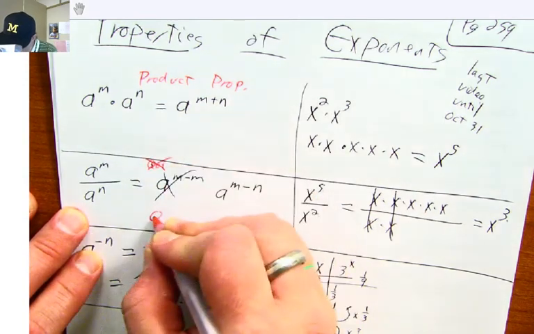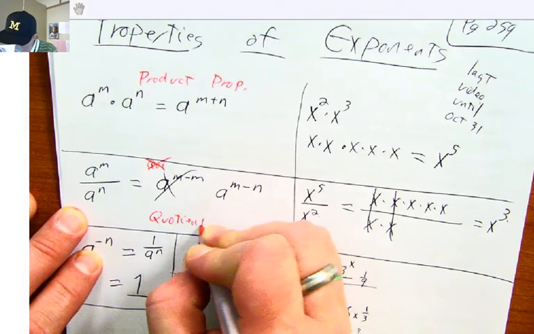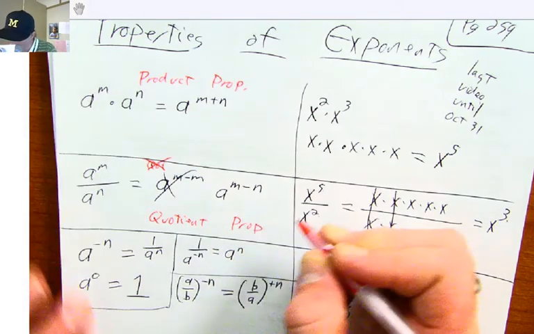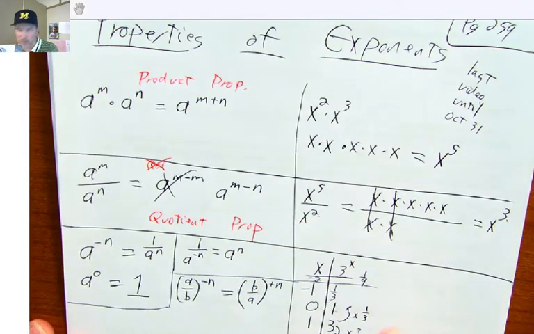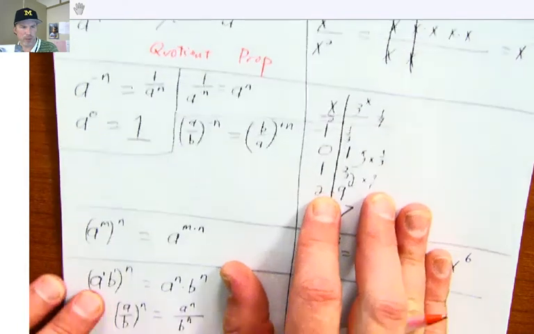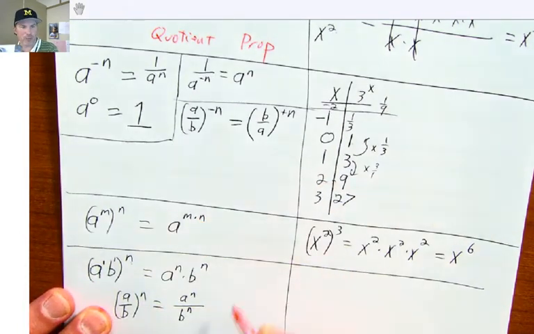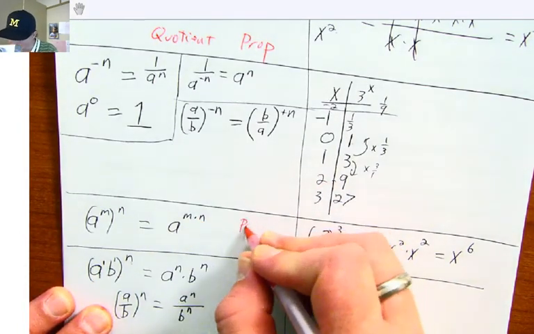Product property, quotient property. These were the negative and zero exponents properties. I don't need you to remember those ones. But all of these ones are called the power properties.